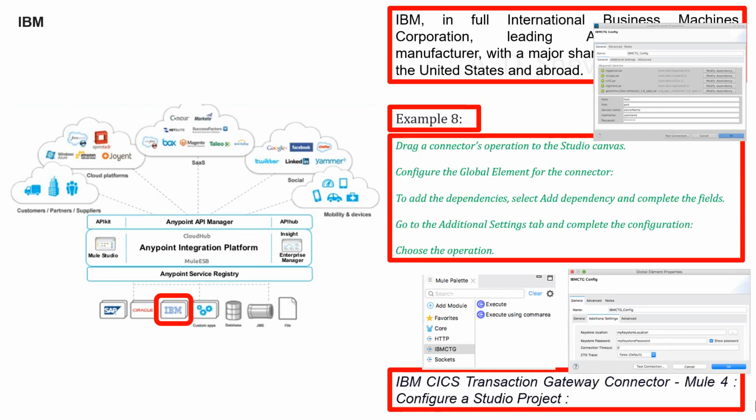Now we are considering configuring a Studio project in the IBM CICS Transaction Gateway connector for Mule 4. Drag the connector operation to the Studio canvas. Configure the global element for the connector. Here there are fields for the required libraries.